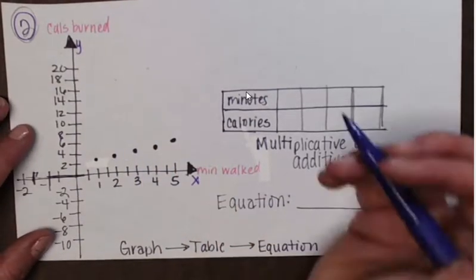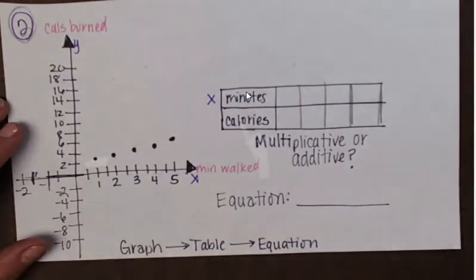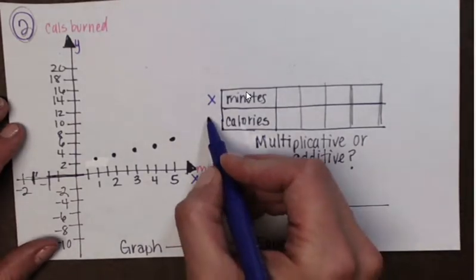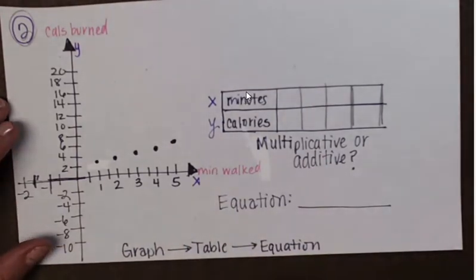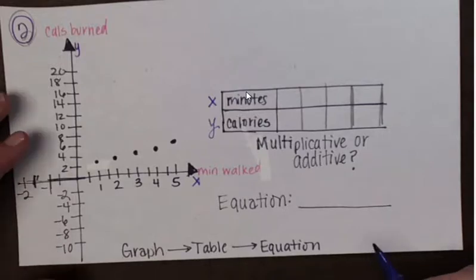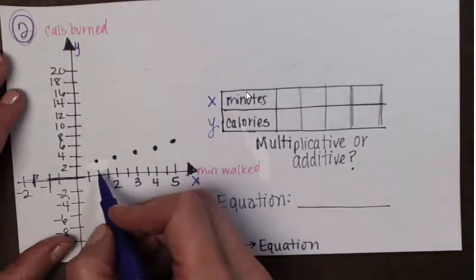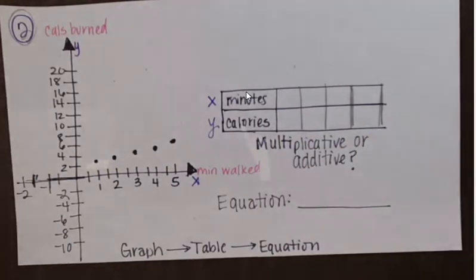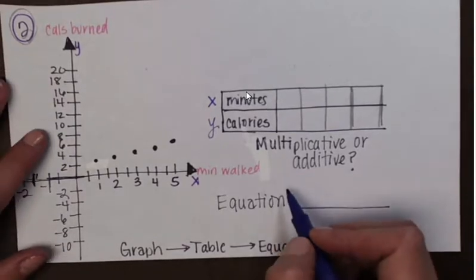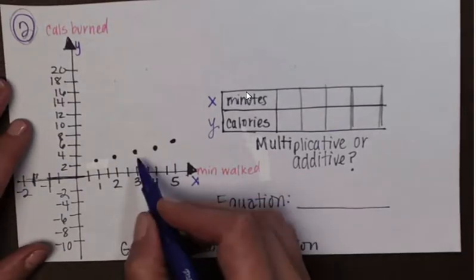Okay, so over here we know our input is X, or our independent, and this is Y, or our dependent. Okay, so this is easy. All we're doing is taking these coordinates and you can put everything into a table. That way the equation is a lot easier. It's hard to write an equation from a graph.